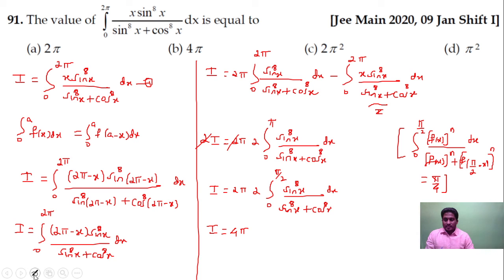This is f(x) again, the denominator f(x) to the power of n. The answer will always be equal to pi by 4. So 4 and 4 cancel. You will get this as pi square. The answer is the last option, D.